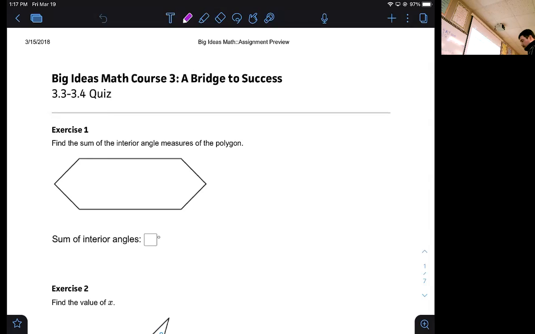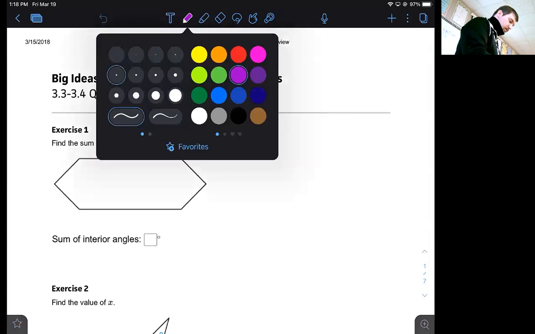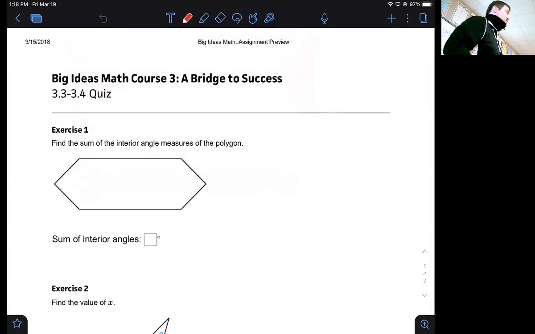Practice quiz number 2 from sections 3.3 and 3.4. You'll want calculators out for this. It's your quiz. So I'm going to make you guys do all the work.